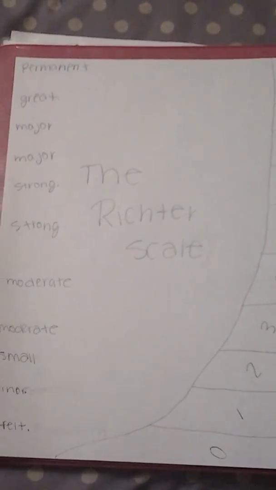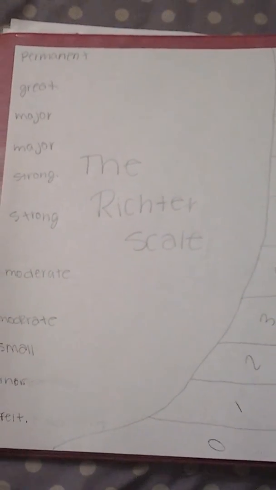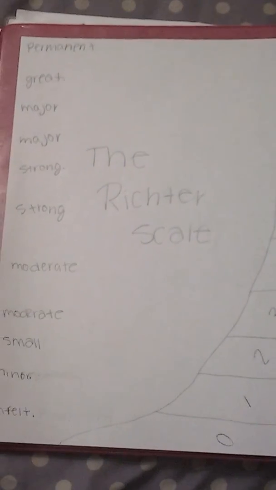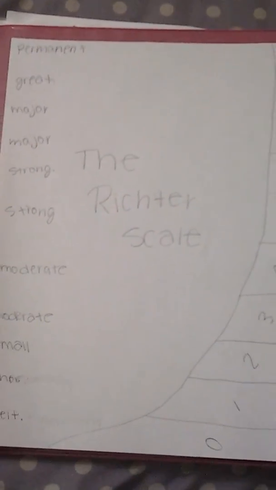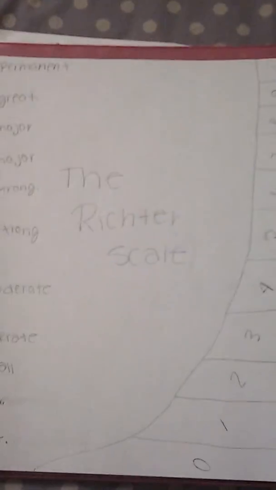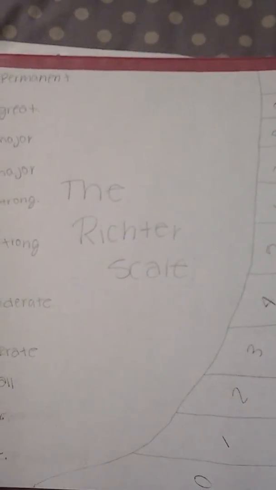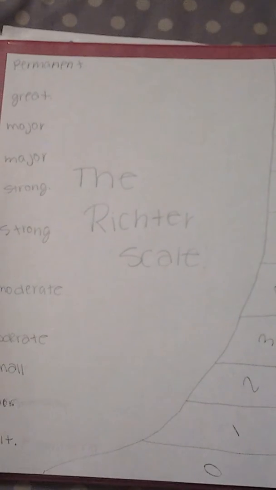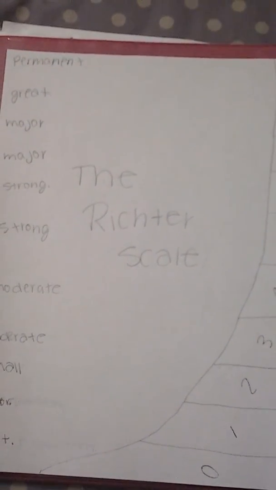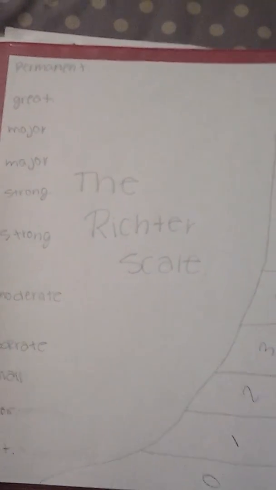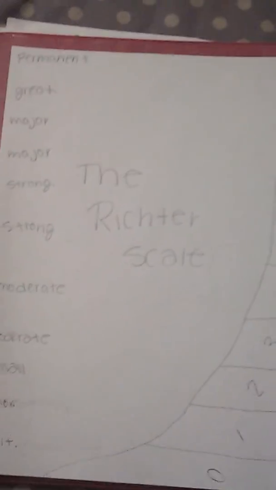The Richter scale measurements are logarithmic base 10, which means that an earthquake with 9.0 magnitude would be 10 times stronger than an 8.0 earthquake. Because of the logarithmic basis of the scale, each whole number increase in magnitude represents a tenfold increase in measured amplitude.